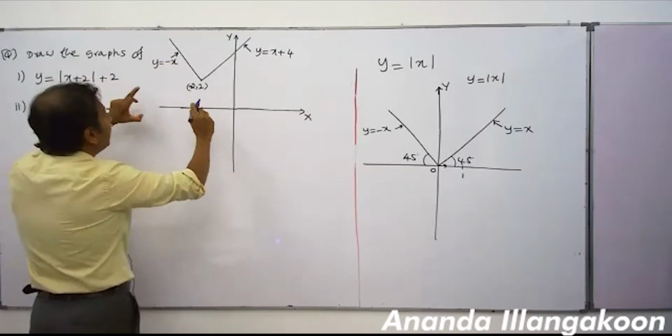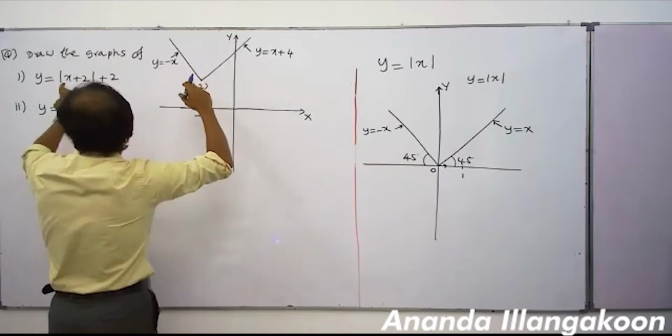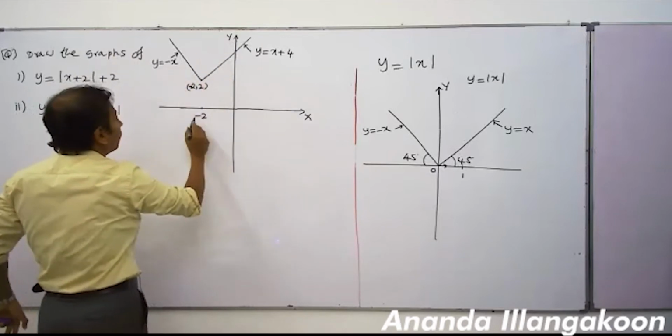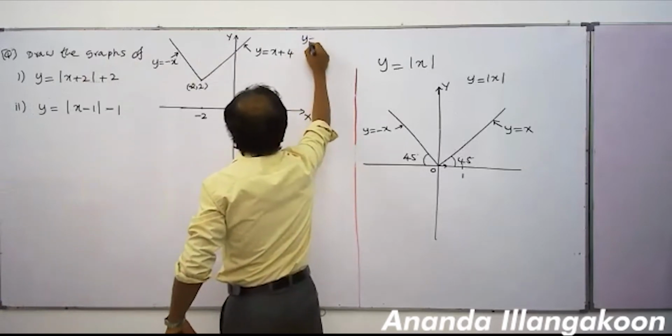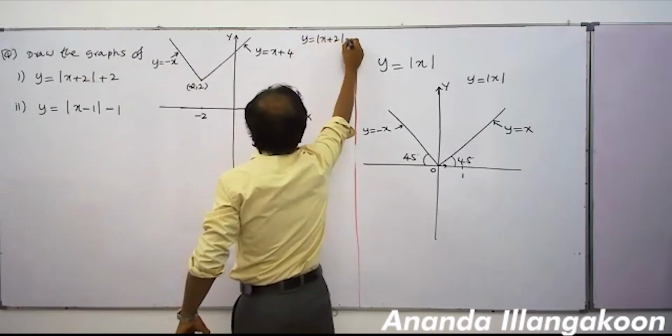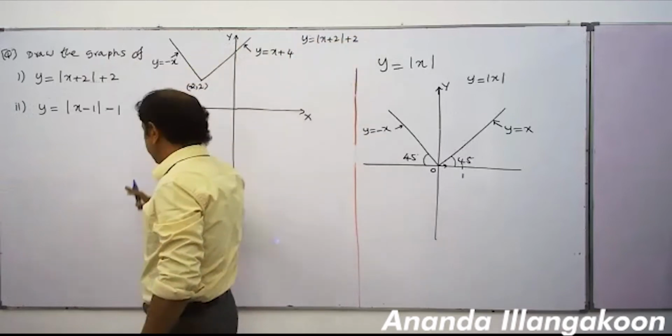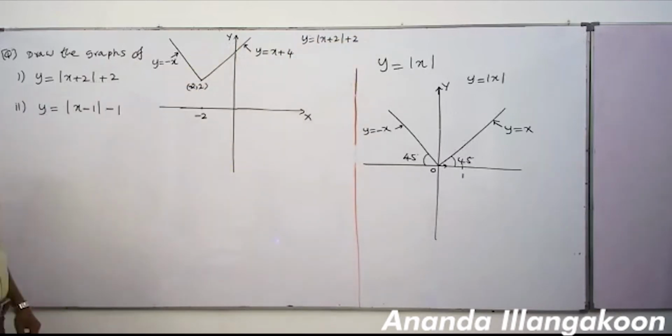But the single equation for the whole graph is this. It is y = |x + 2| + 2. This is the equation. Okay, now.